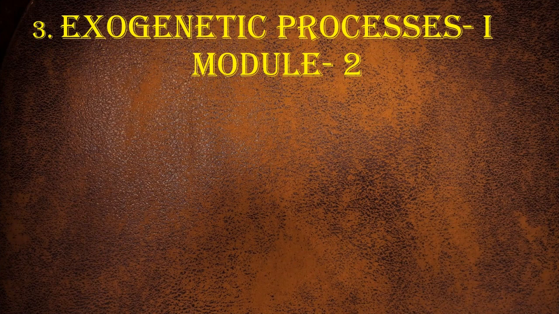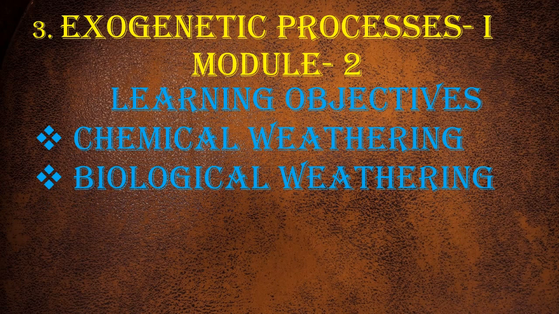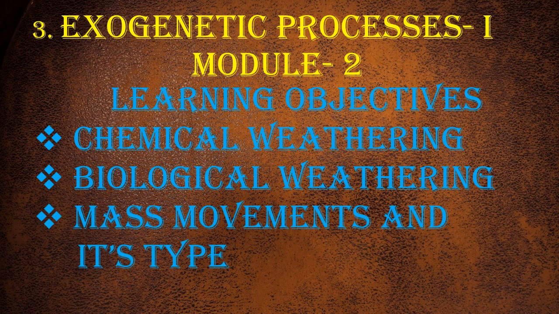So students, in lesson number 3, exogenetic processes, part 1, module 2, you will be able to understand the meaning of weathering and what are the main types of chemical weathering, then the meaning of biological weathering and how biological weathering occurs on the Earth's surface. And at the end we'll understand what is mass movement and what are the types of mass movements.